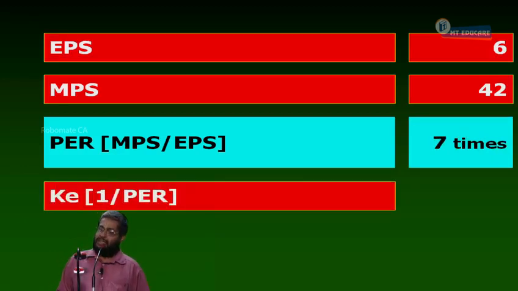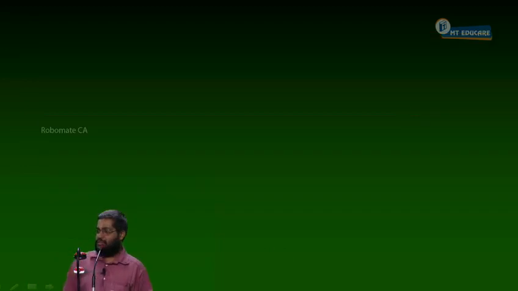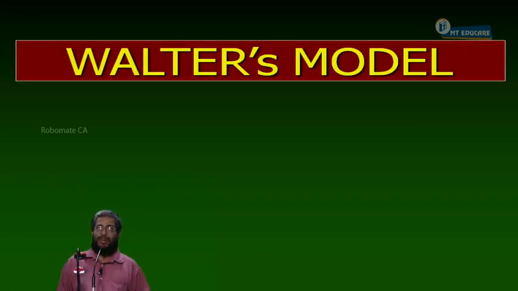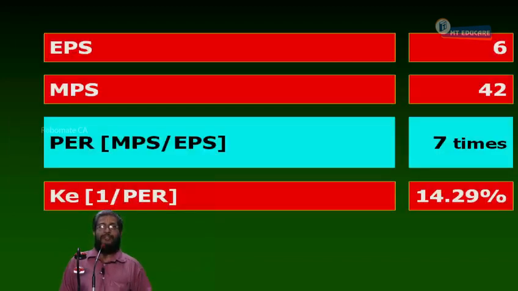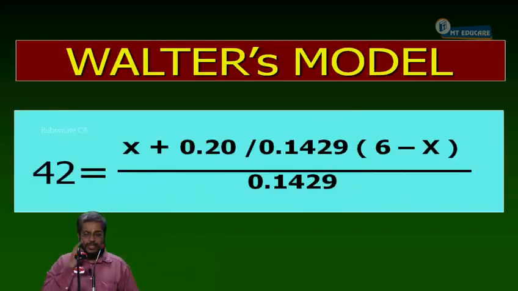KE is 1 by PE ratio. KE is 1 by 7. If you put 0.1429 you get 14.29 percentage, right or not? That we call as 14.29 percentage. Walter's model 42. Not finished writing. Okay. P/E ratio 7 times over or not. KE is 1 by P/E ratio, 14.29%. Can I proceed?